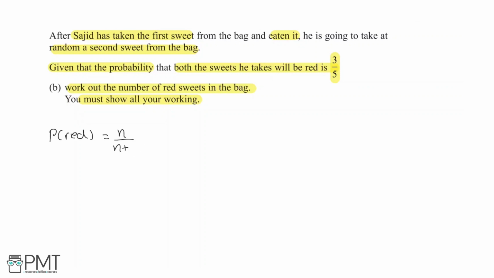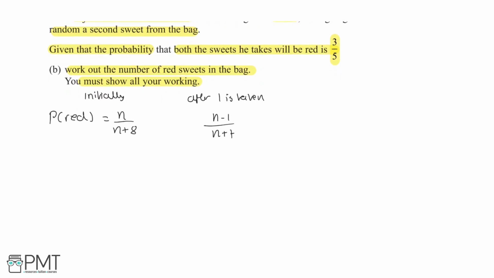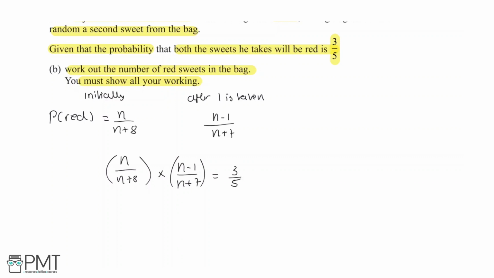So what we're going to do is say, initially, P(red) equals n over n plus 8. After one red has been taken, this is going to be n minus 1 over n plus 7. So we know that if these two occur, then the probability will be 3/5. So we say n over n plus 8, the probability the first one is red, and the probability the second one is red, so finding the product like this, equals 3/5.